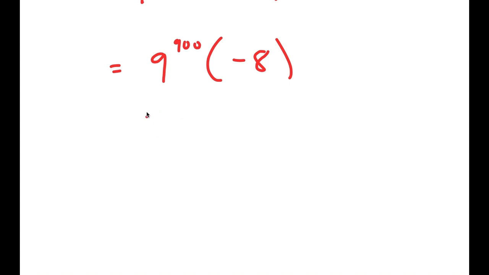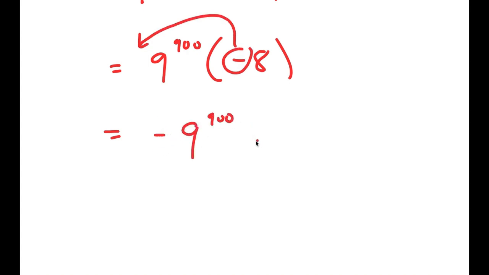Now from here, I said I was going to simplify this as much as possible. And we can't really get the exact value because 9 to the power of 900 is such a big number that we can't actually get the exact value for that. However, what we can get is the simplified value, and we're going to simplify it as much as possible. So I'm actually going to move this negative sign to the front. So I get negative 9 to the power of 900 times 8.